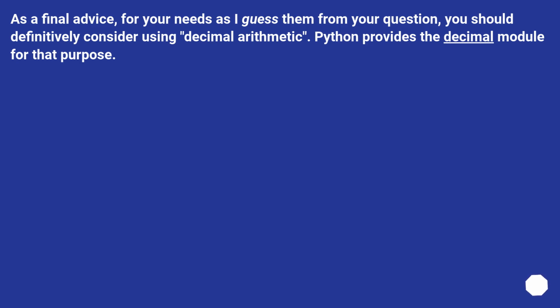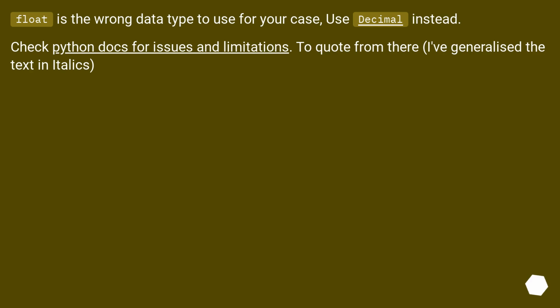As a final advice, for your needs as I guess them from your question, you should definitely consider using decimal arithmetic. Python provides the decimal module for that purpose. Float is the wrong data type to use for your case. Use decimal instead. Check Python docs for issues and limitations. To quote from there, I've generalized the text in italics.